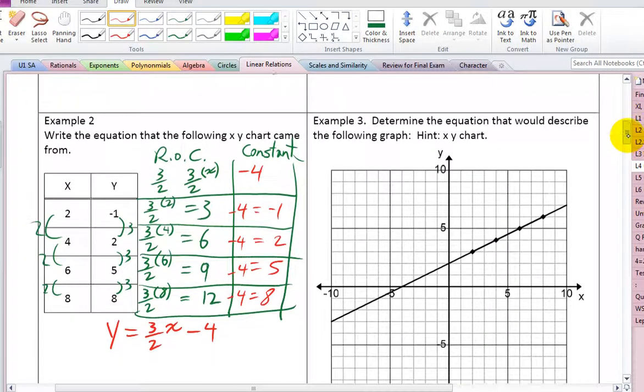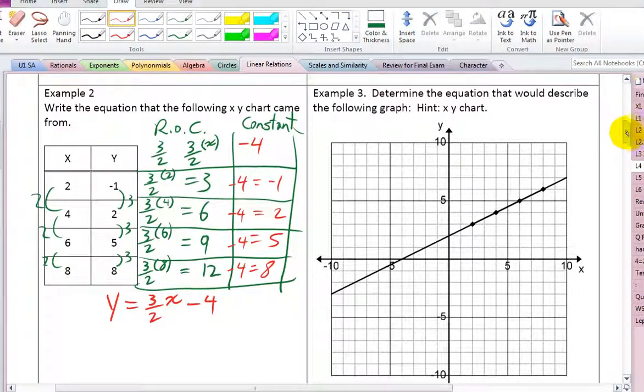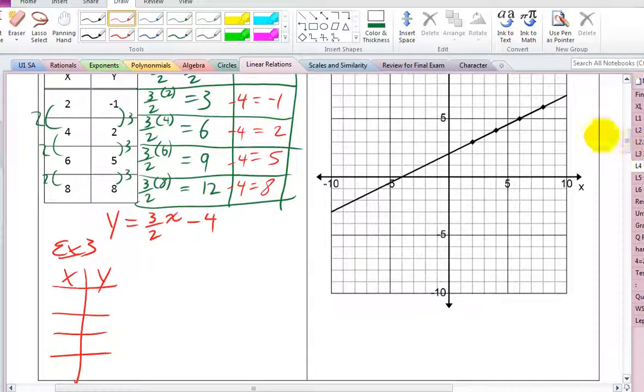So for example 2, we can get an equation. Now example 3, I give you a line and you have to make the equation. So I'll give you a hint. Make an XY chart. For example 3, make an XY chart. Go ahead, list the points. What's the value of all these points?